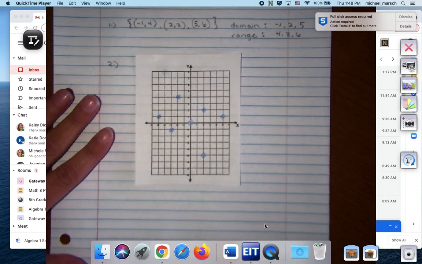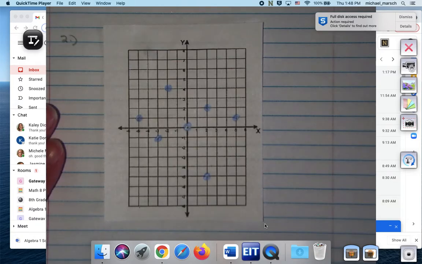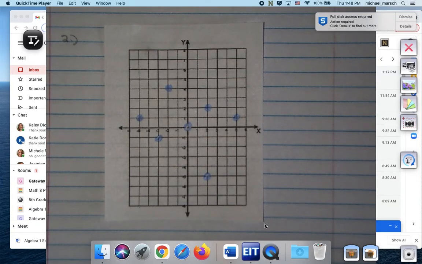Maybe you could zoom in a little bit. Yeah. Is that better? All those points, yep.